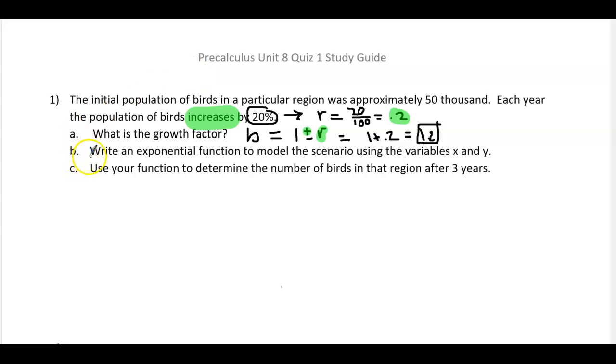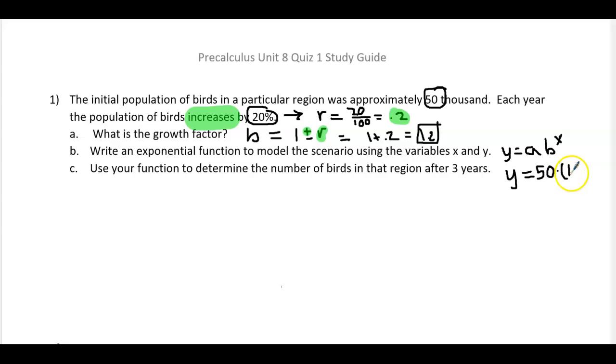All right, part B, write an exponential function to model the scenario using the variables x and y. So y is the final amount. Then we have our starting amount represented by the letter A. Then we have our growth factor, and then we have our x. And in this particular problem, we know our starting amount of birds was about 50,000. So I'm just going to put 50. You could write out 50,000, or you could just put 50. It doesn't matter.